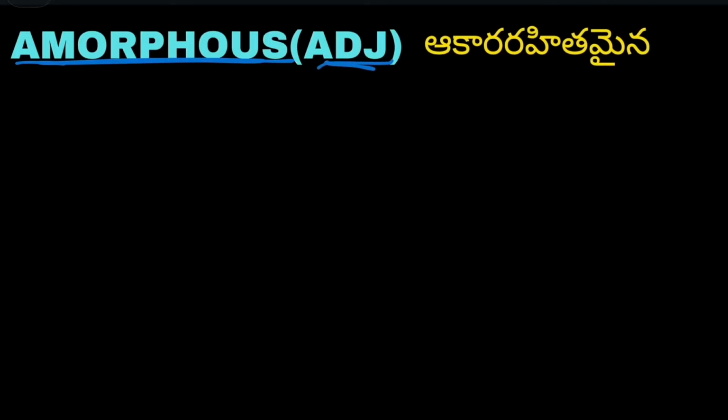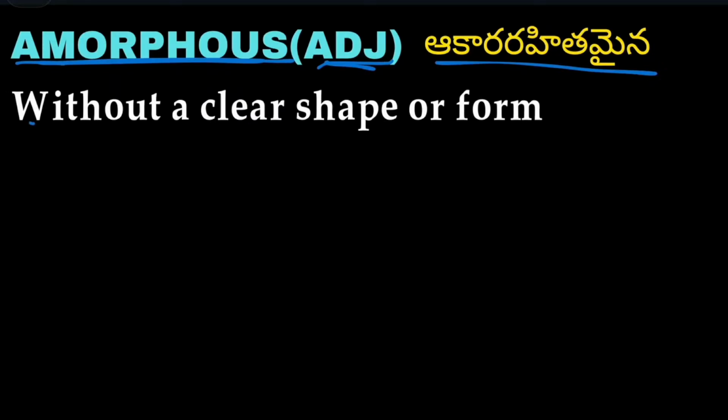Next word we have on the screen is amorphous. Next word is amorphous and it acts as an adjective. Amorphous means akara rahitamaina, without a clear shape or form. Without a clear shape or form is called amorphous.